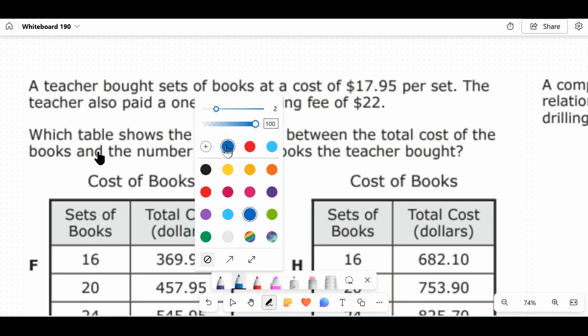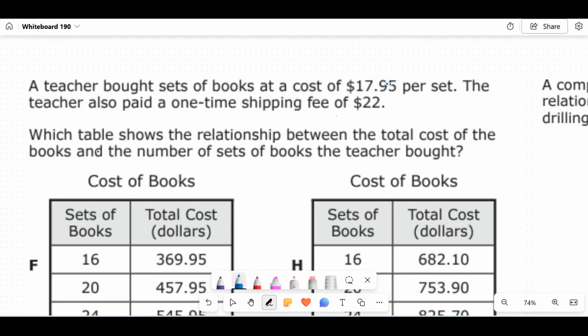So the first thing that I'm going to do is I'm going to go ahead and circle all of my numbers. We have $17.95 per set. We have a one-time shipping fee of $22. And we know that the table is showing a relationship between the total costs. We're going to go ahead and underline our question, which is which table shows the relationship between the total cost of the number of books and the number of sets of books the teacher bought.